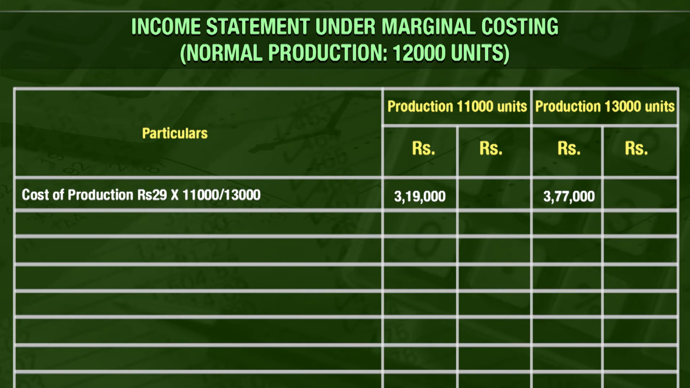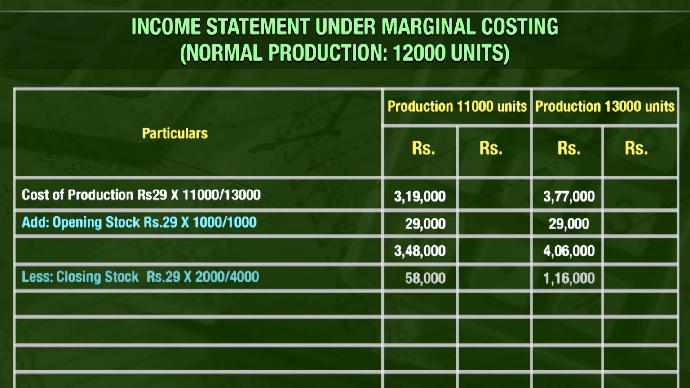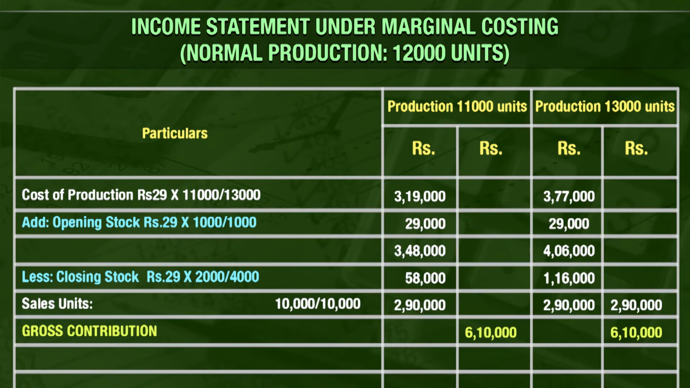You recollect your absorption costing statement where our production cost was rupees 39 per unit with the inclusion of fixed factory overhead. Now, here our opening stock will be calculated at rupees 29 per unit for 1000 units for both the cases, and from that we will deduct the value of closing stock for 2000 units and 4000 units respectively for the production of 11,000 units and 13,000 units. Here our sales will be 10,000 units in both the cases. Our production cost is arrived at 2,90,000 in both the cases. Therefore, our gross contribution is 6,10,000.